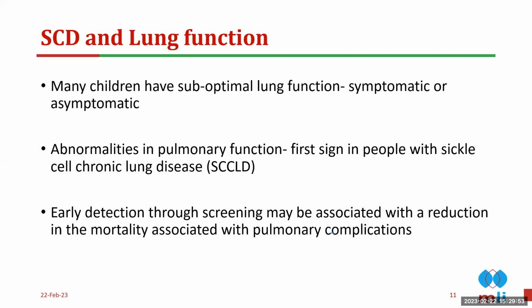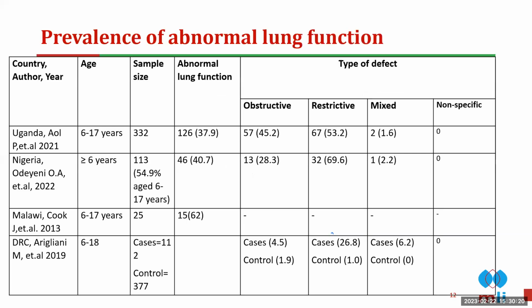But it's also clear that abnormalities in pulmonary function in these children are usually the first sign that there is a problem with their lungs. And so it's very important that we detect these lung function problems very early, probably through screening. And we know that when we do this, we can intervene early and reduce the mortality associated with these pulmonary complications.